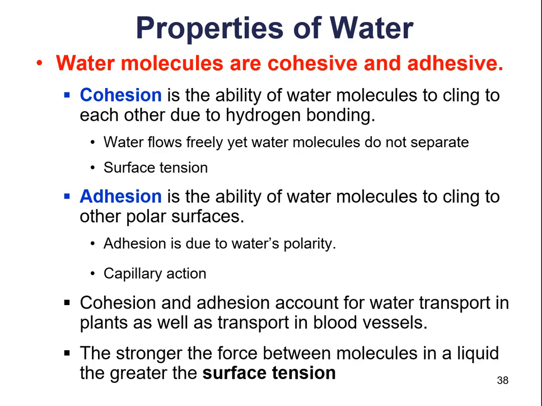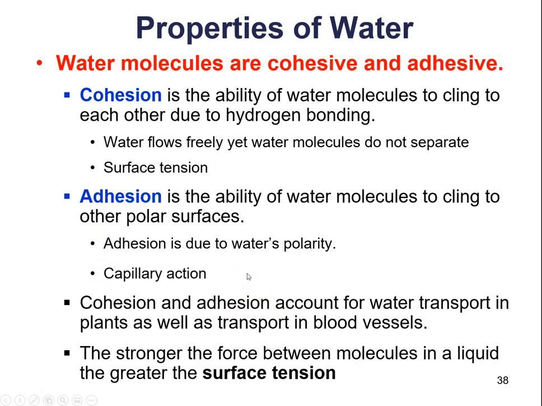If you think about surface tension, that's due to cohesion, the ability of these water molecules to cling to each other and be attracted towards one another. Now, adhesion is the ability of water molecules to cling to other polar surfaces. So cohesion, they cling to each other. Adhesion, they cling to other polar surfaces. And again, it's due to water's polarity. It mentions here something called capillary action.